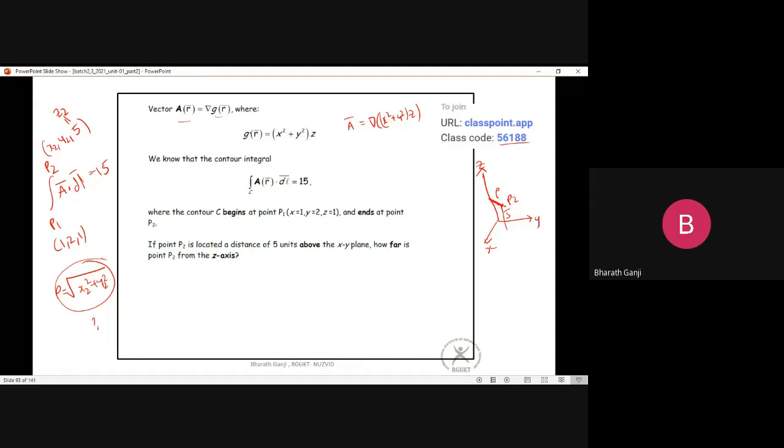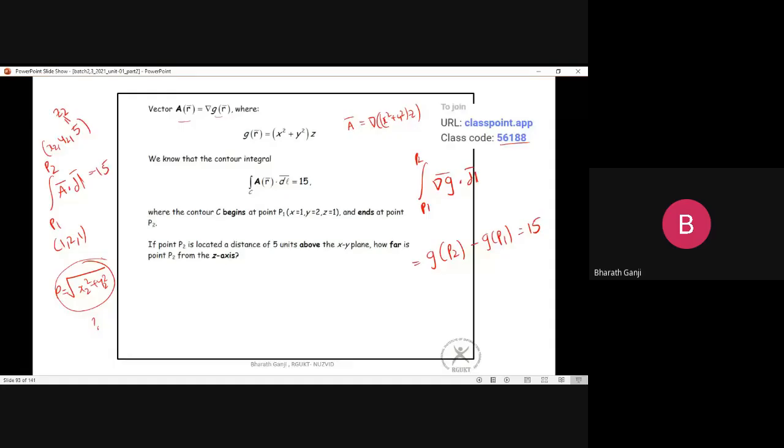So the answer is, as I was saying previously, the gradient, because this is an integral from p1 to p2 of a bar, which is nothing but the gradient of function g dot dl bar. So the answer can be written as g at p2 point minus g at p1 point, and that is given as 15.